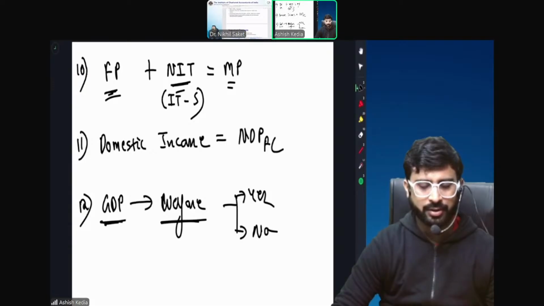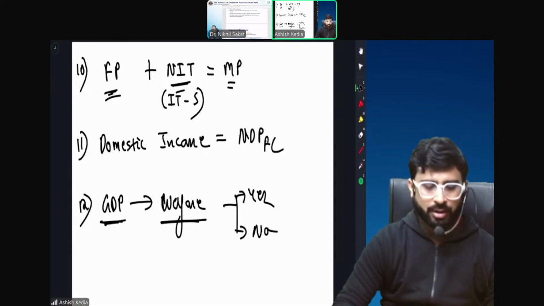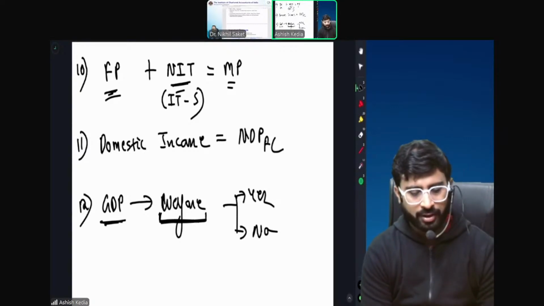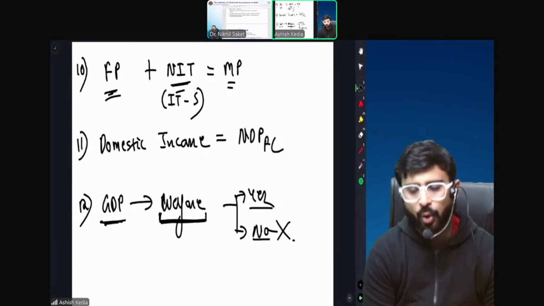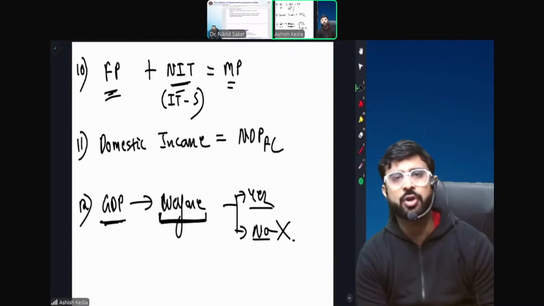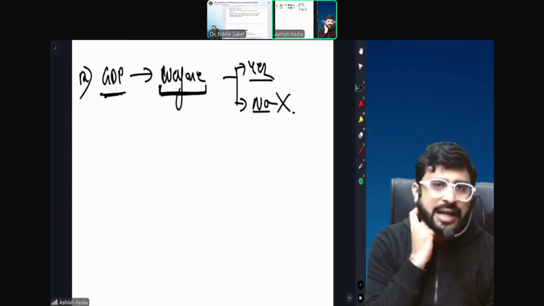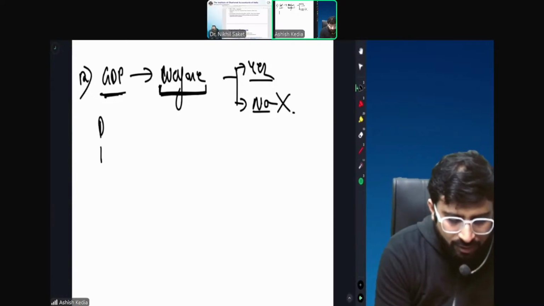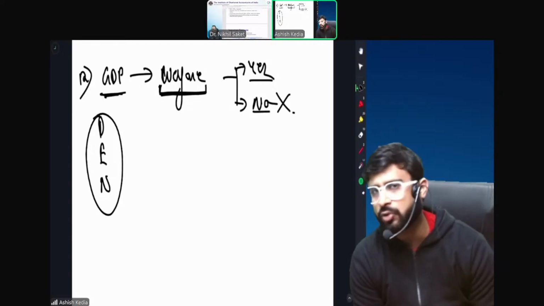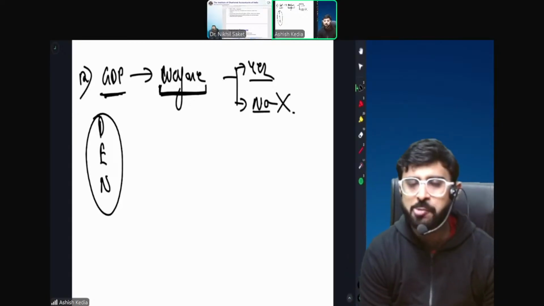Now everyone listen. GDP is a measure of welfare. Yes or no? The answer is no. GDP is not a measure of welfare. It is not a reliable measure of welfare. I will tell you why. The reason is externalities. There are many reasons. I will classify it as DEN. The trick is why GDP is not a trustworthy measure of economic welfare.